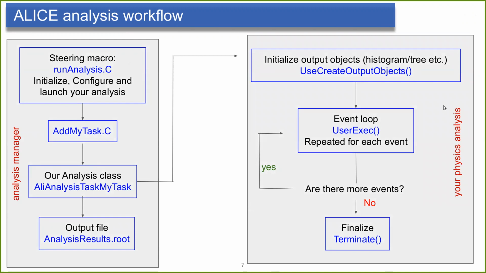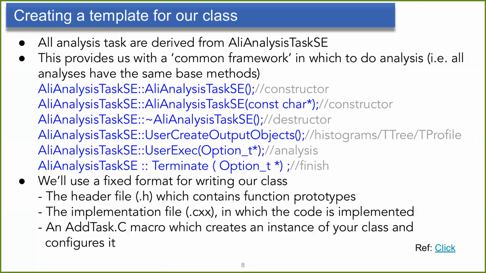And the right part of this section is basically the function that is used in your analysis task, which is your physics analysis part. So we will first start with this physics analysis part here, then we'll gradually go to the add task macro and the run analysis macro.